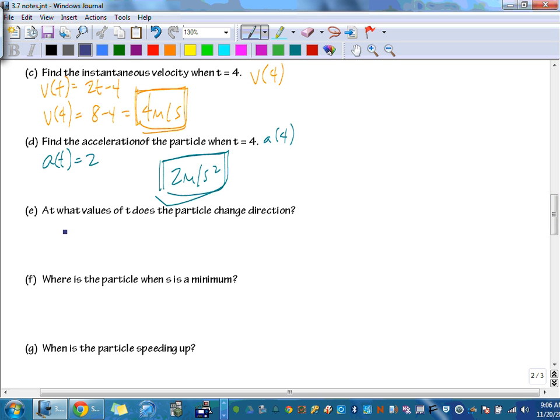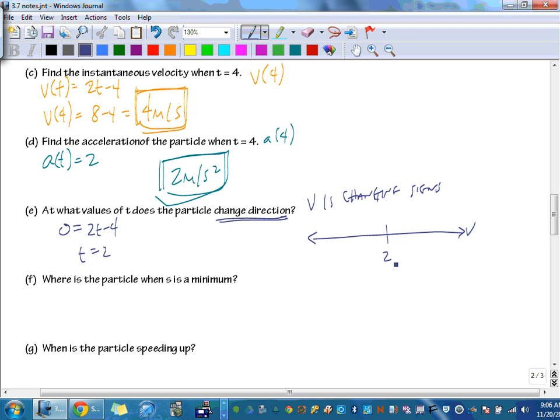Part E, at what values of t does the particle change direction? So for changing direction, that means that the velocity is changing signs. Right? Because if velocity is positive, it's moving to the right. If velocity is negative, it's moving to the left. So we want to figure out a number line for the velocity. In order to do that, we need to know when the velocity is 0. Set our velocity equation equal to 0, we get t equals 2.